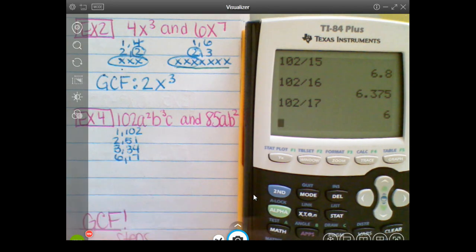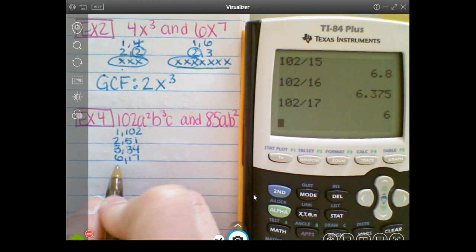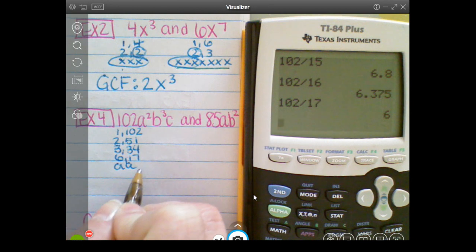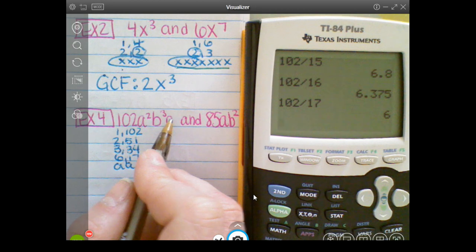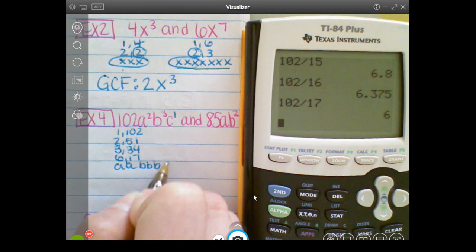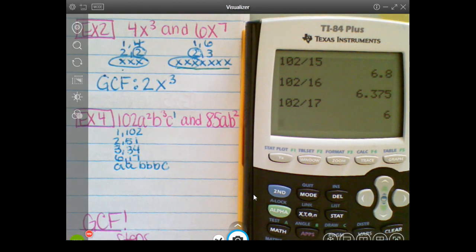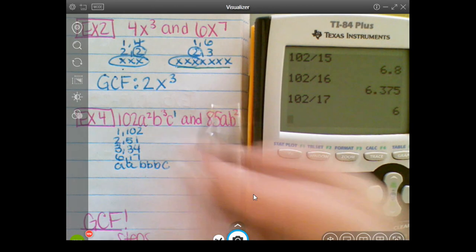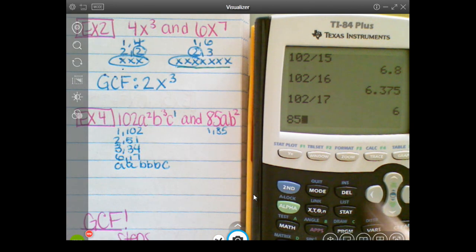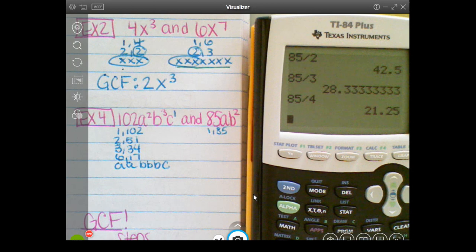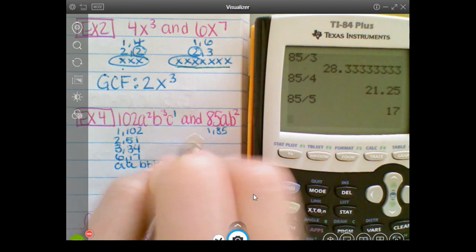Now, this has multiple variables, so now I just have to put 2 A's, 3 B's, and when there's no exponent, remember that means 1, so I just put 1 C. Okay, I'm going to do the same thing for 85. Sorry, I got to move this over a little bit so I can write. 1 and 85. 2 shouldn't work because it's not even. Try 3. 5 and 17.